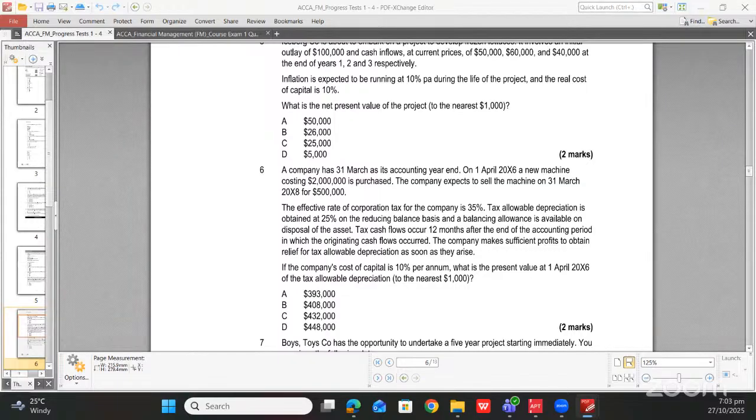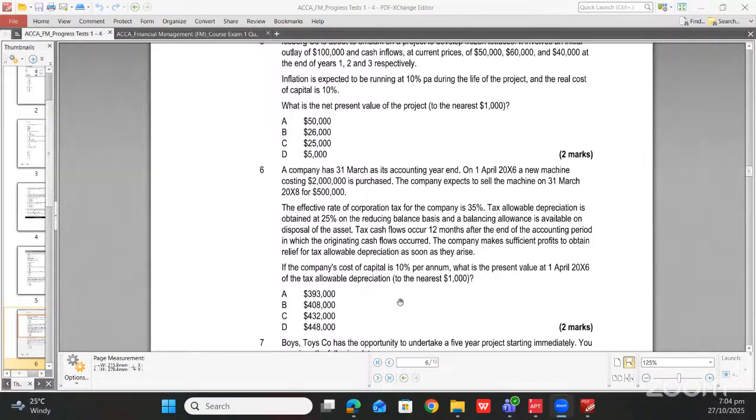Now, they purchased this asset on the 1st of April, right? The company expects to sell it on the 31st of March 20x8. So that means the second year they sell it. So 1 year of tax allowable depreciation, so 1 year of capital allowance. The other year now, they basically dispose of it. So let's look at what we can in terms of the workings you should have for the present value.